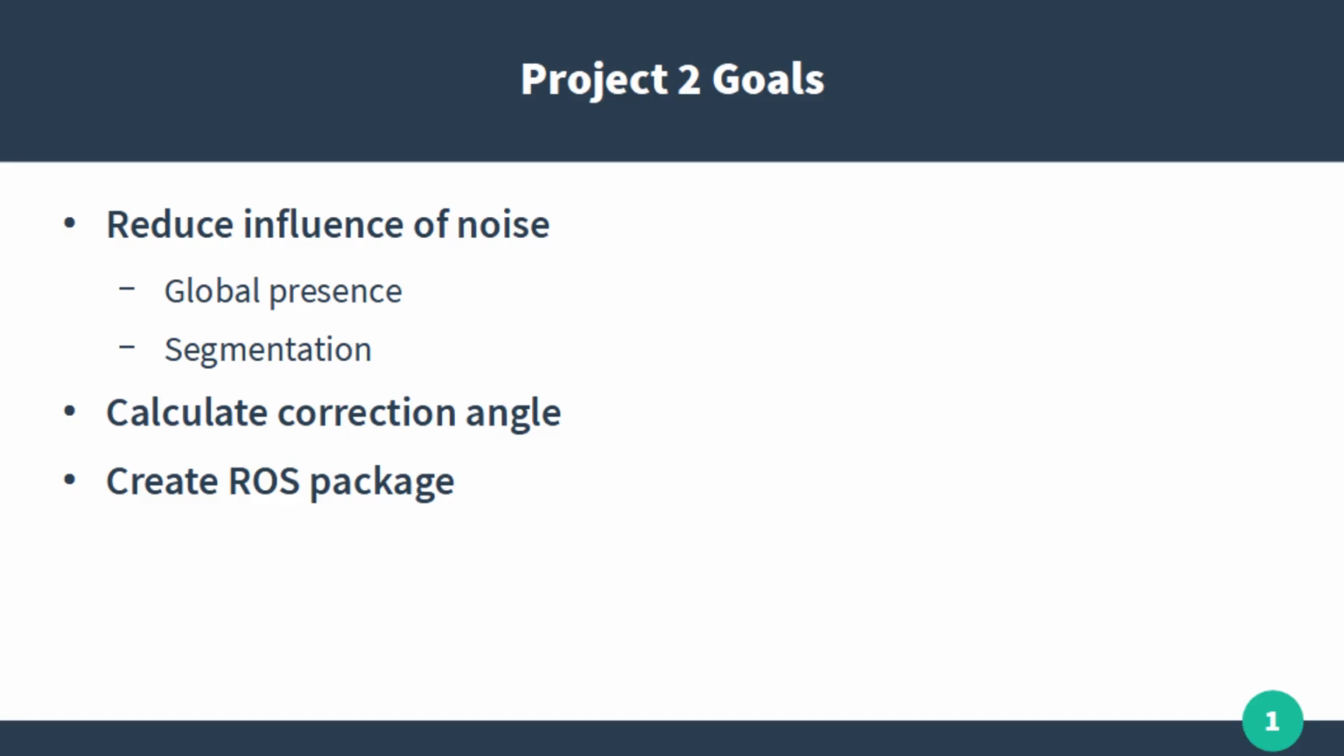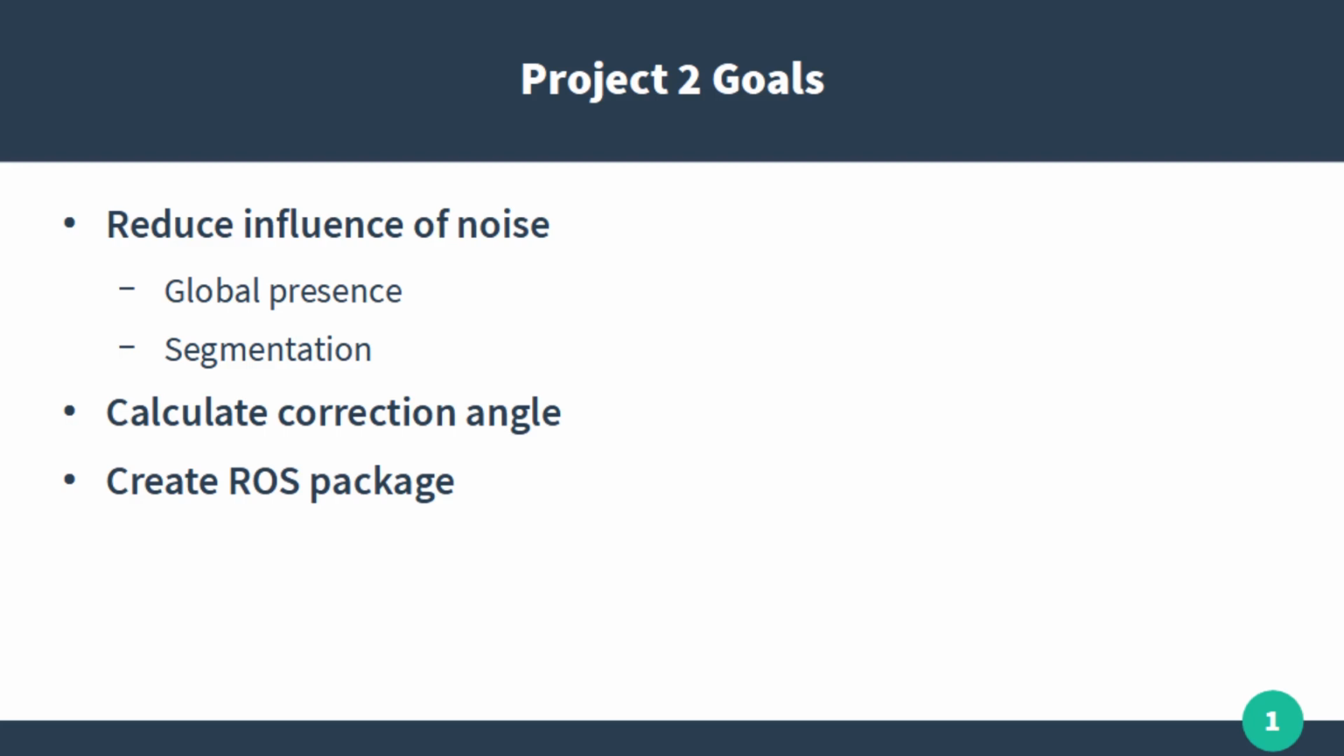My projects for this semester have used computer vision to develop a tennis ball detecting robot. For Project 1, I implemented the ball detecting mechanism. However, it was observed that the system had noise in the form of false positives. The first goal for Project 2 was to rectify this by reducing the influence of noise on the system.